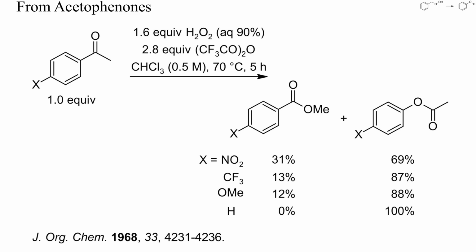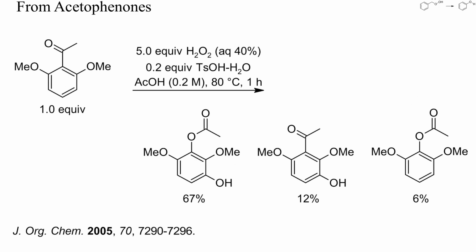Let's check some specific examples. Baeyer-Villiger oxidation of a number of substituted acetophenones shows that aryl groups migrate more slowly when carrying electron-withdrawing substituents. 4-Nitroacetophenone gave around 30% of the methyl benzoate, while methoxy-substituted and unsubstituted acetophenones yielded mostly the aryl esters. Too many electron-donating groups can be a problem though, because electron-rich arenes may also be hydroxylated directly under Baeyer-Villiger conditions. Here, oxidation of dimethoxyacetophenone yielded a hydroxylated aryl ester.